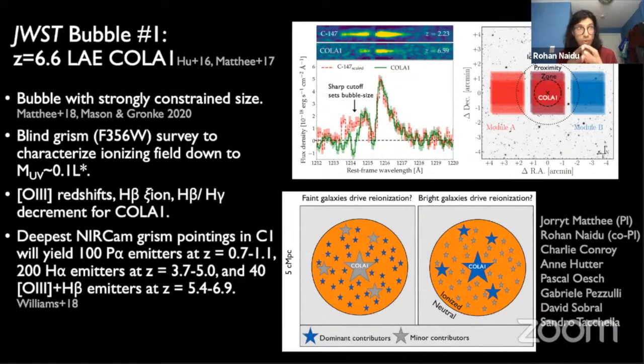So it's a situation that's like a Stromgren sphere. We have a sense of the size, so we can back out what the total ionizing budget is, and we can see whether it's coming from galaxies like COLA1 that are very bright or from many other fainter galaxies. I also want to emphasize that this is going to be one of the deepest NIRCam grism pointings in cycle 1, so it's going to be a great pathfinder for what future deep grism surveys can produce with JWST.